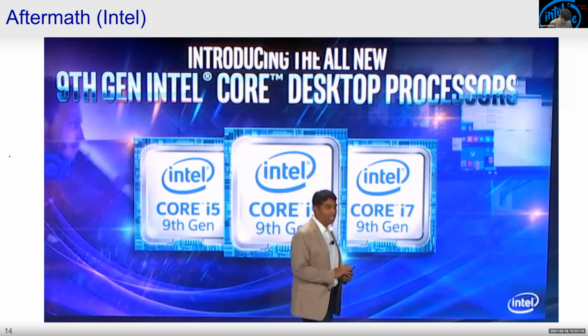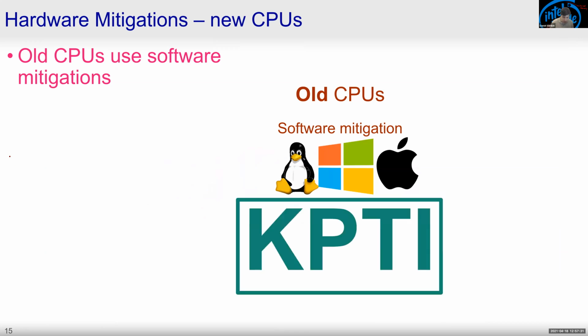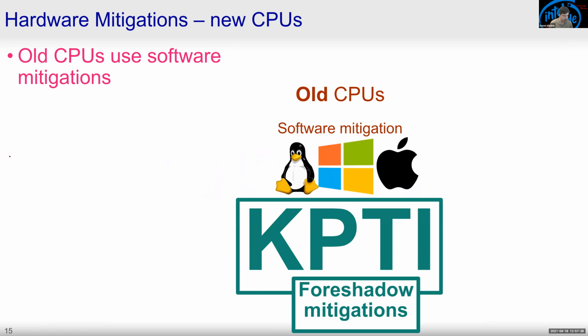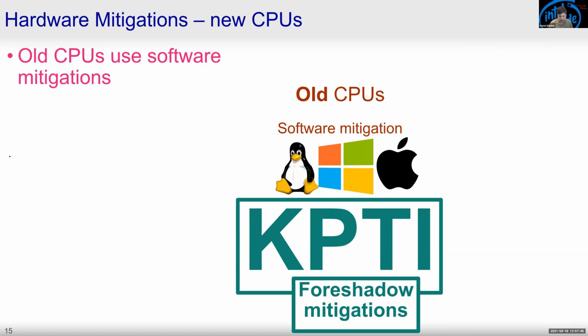So, what was the state of the art after Meltdown? We had old CPUs that are Meltdown vulnerable. The problem is in hardware, but because hardware is hard and you cannot fix hardware, we mitigated it in software. It's called KPTI, kernel page table isolation. There is also a bunch of other mitigations for Foreshadow, the generalization. And well, it causes machines to be 30% slower.